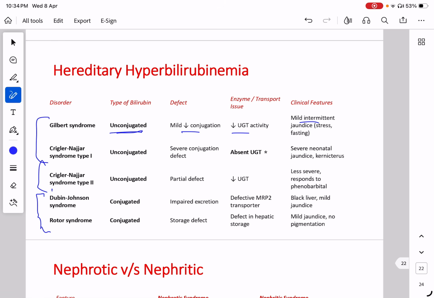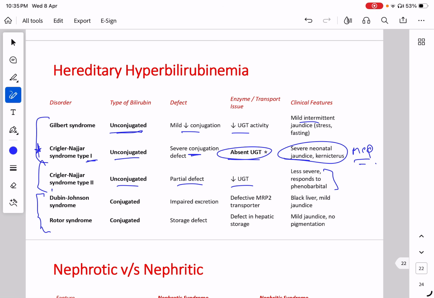Now Crigler-Najjar type 1 is unconjugated, with severe defect, absent UGT. So severe neonatal jaundice and kernicterus. So Crigler-Najjar type 1 is very severe. Now type 2 is unconjugated but with partial defect, decreased UGT, so less severe. So this is an important MCQ point: the most severe of the unconjugated varieties is Crigler-Najjar type 1.